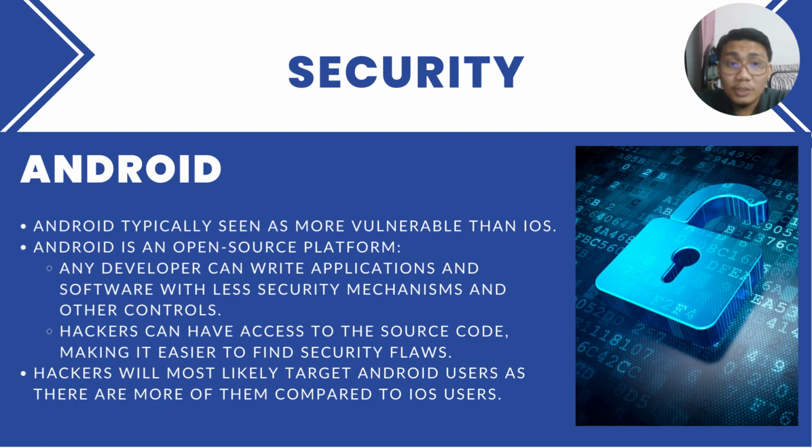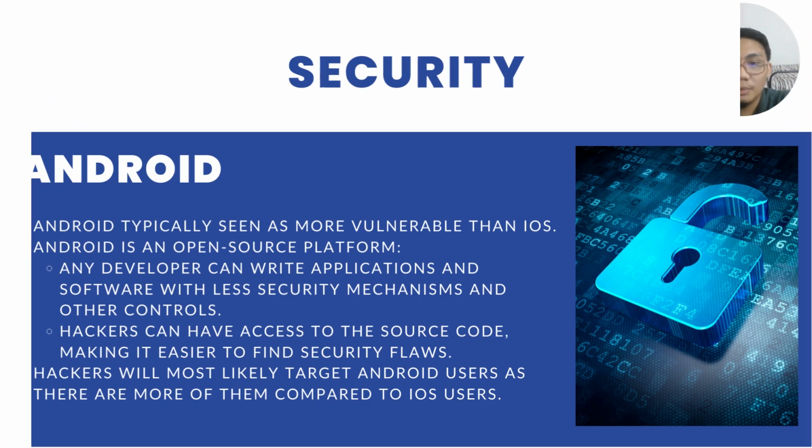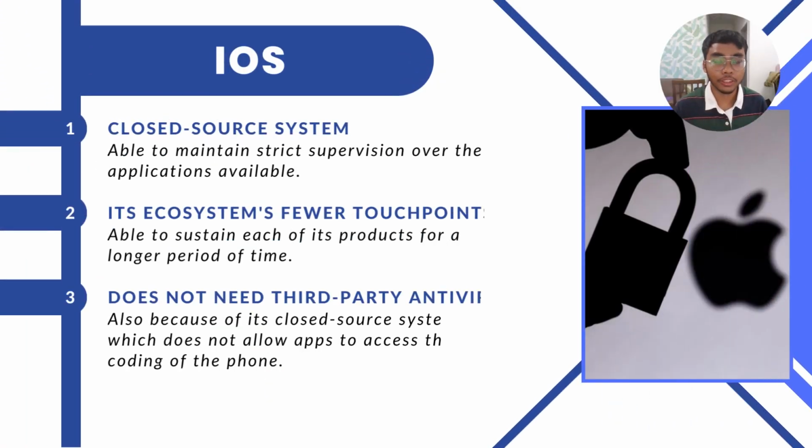Android being open source also means that any individuals, including hackers, can have access to the source code, making it easier to find security flaws. And since Android is the most used mobile OS in the world, hackers will most likely target Android users as there are more of them compared to iOS users, which means more benefit and a wider range of targets for them are available. Okay, now I will talk about iOS in terms of security.